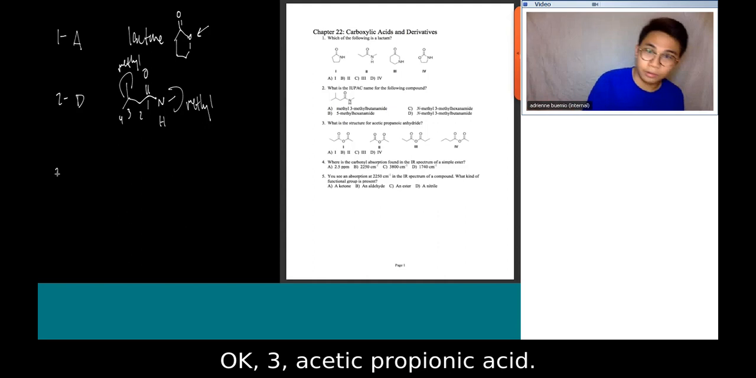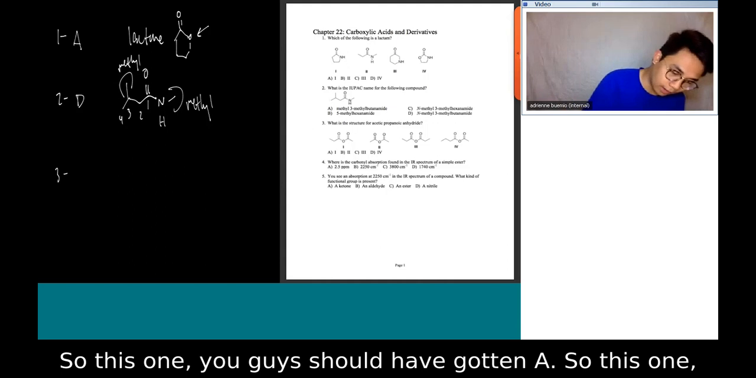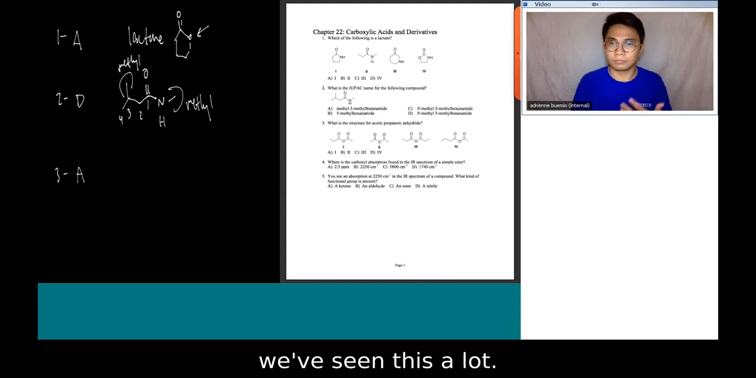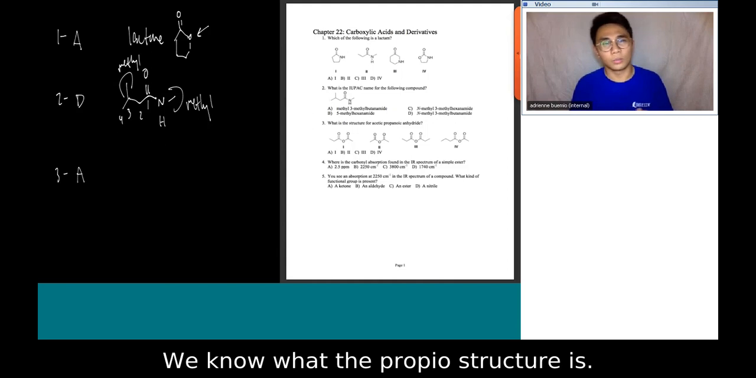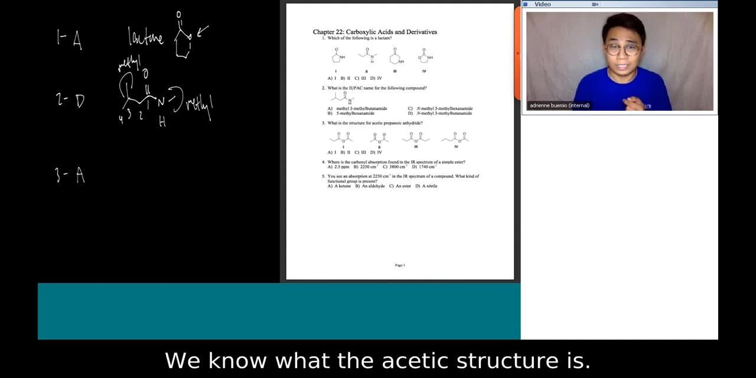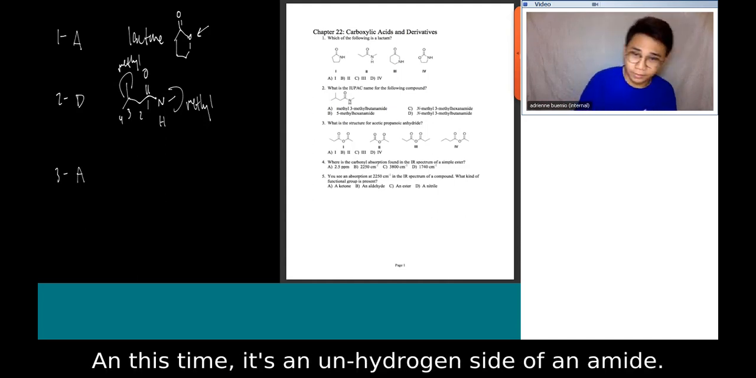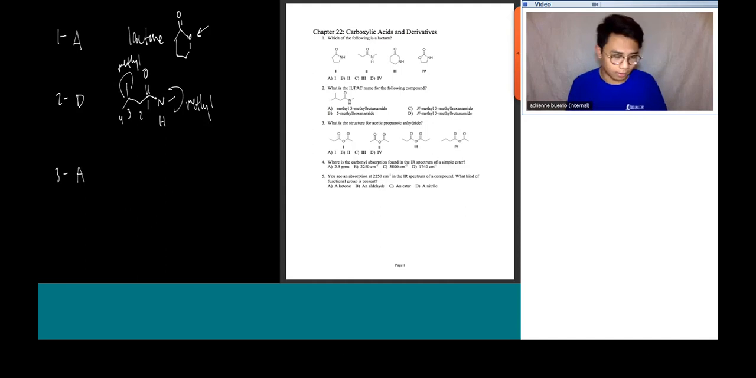Okay. Three, acetic propionic acid. So this one you guys should have gone A. This one we've seen a lot, right? We know what the propio structure is. We know what the acetic structure is, and we just combine them. And this time it's an anhydride instead of an amide, right?